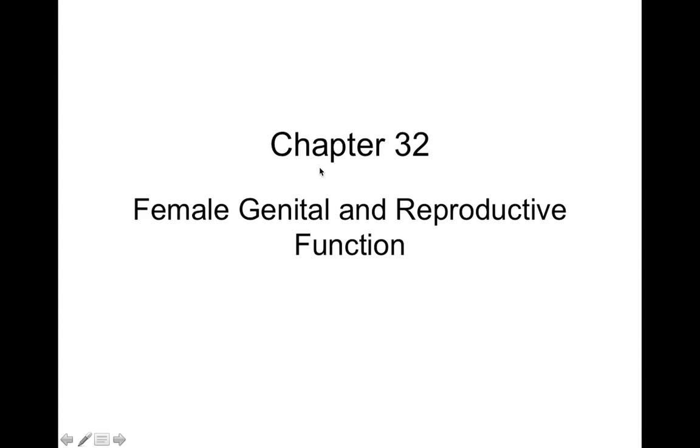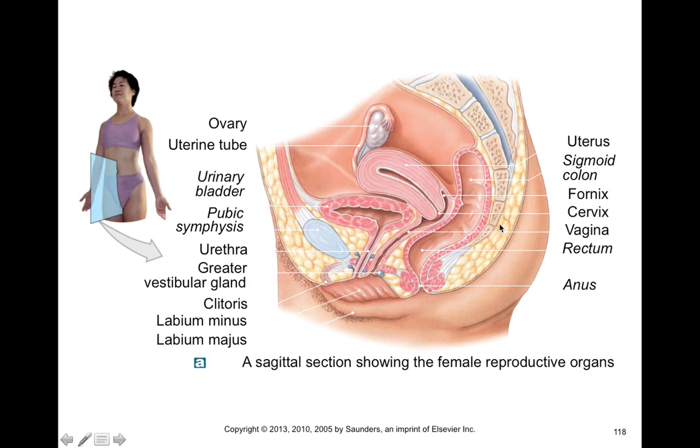Chapter 32, we're going to talk about female genital and reproductive function. So we're going to start out with this picture, and what we're looking at is a mid-sagittal cut through the pelvic cavity. And so at this mid-sagittal view, you can see a variety of structures like the urinary bladder, the uterus, and the rectum. And you can see their associated structures.